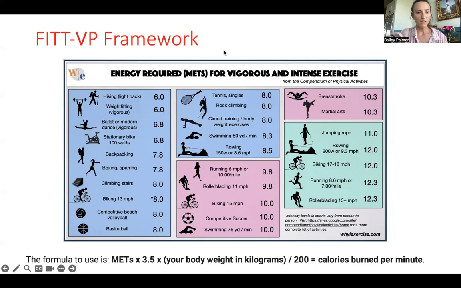All right, so let's say that I'm doing competitive soccer. Competitive soccer is at a 10. So you would basically just do 10, and then you would multiply it. If I did competitive soccer, how long is that game? If I played 2 halves, that's 90 minutes. So 10 times 90. So MET minutes, I have 900 MET minutes by just that one soccer game.